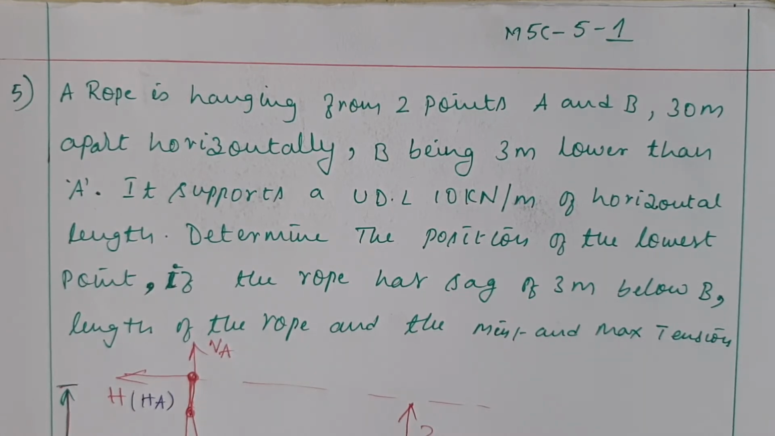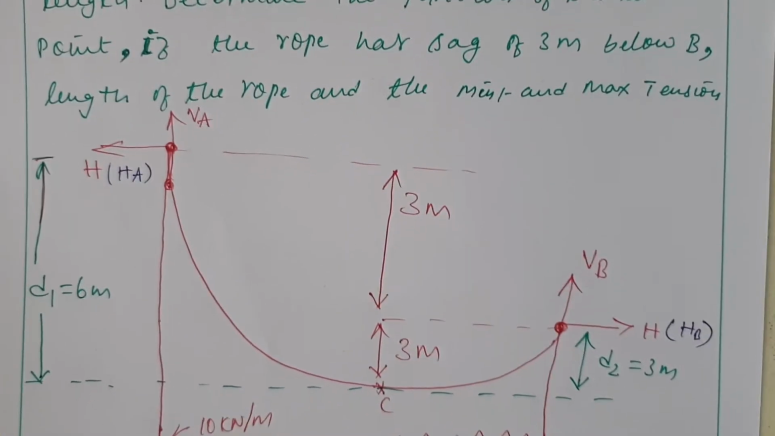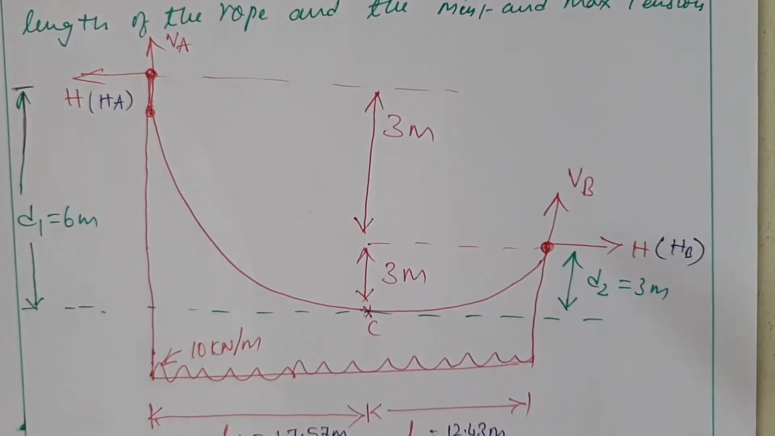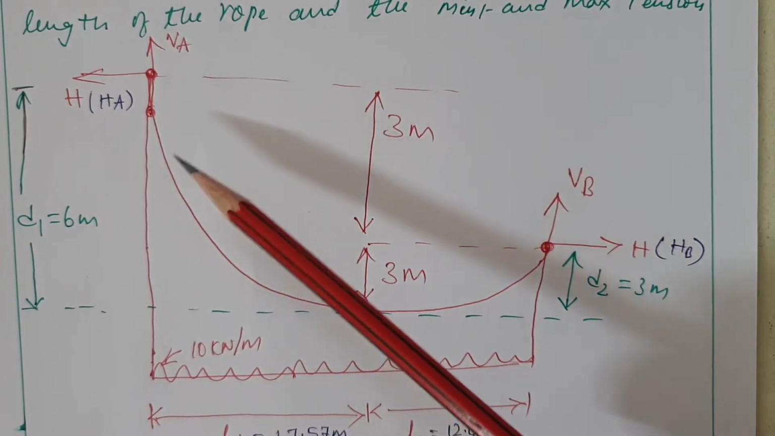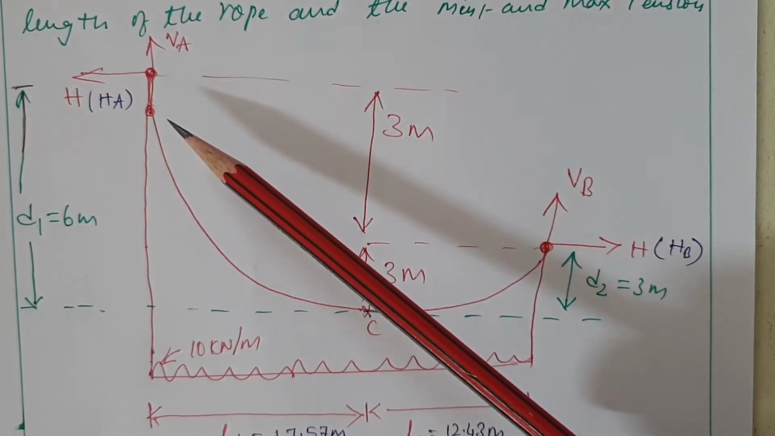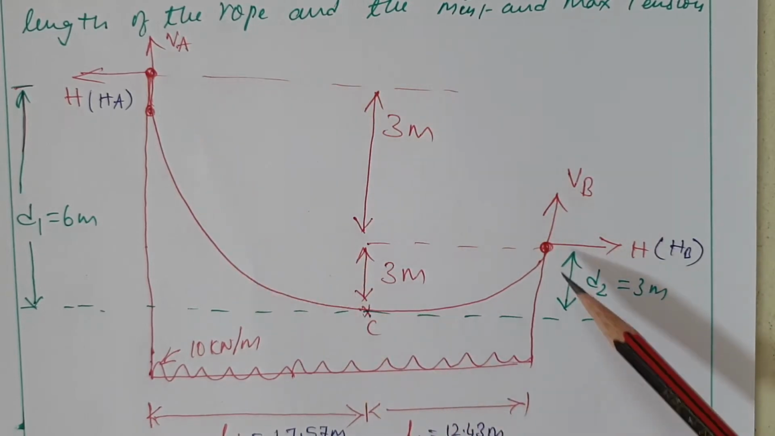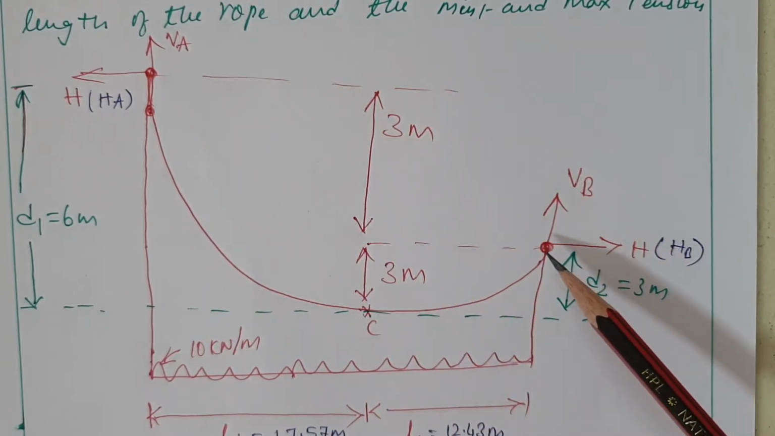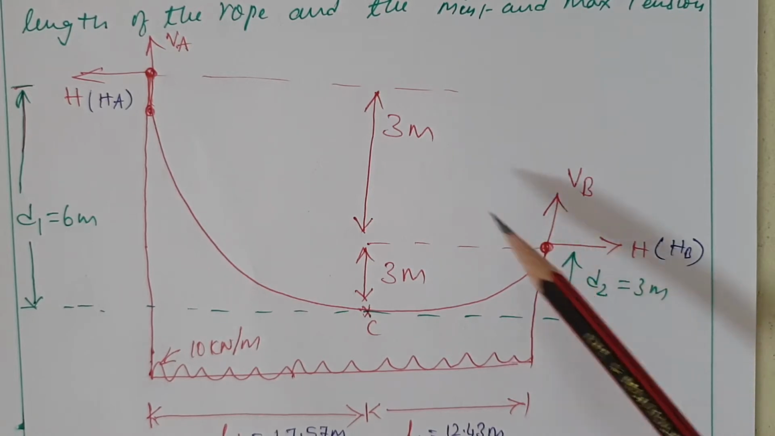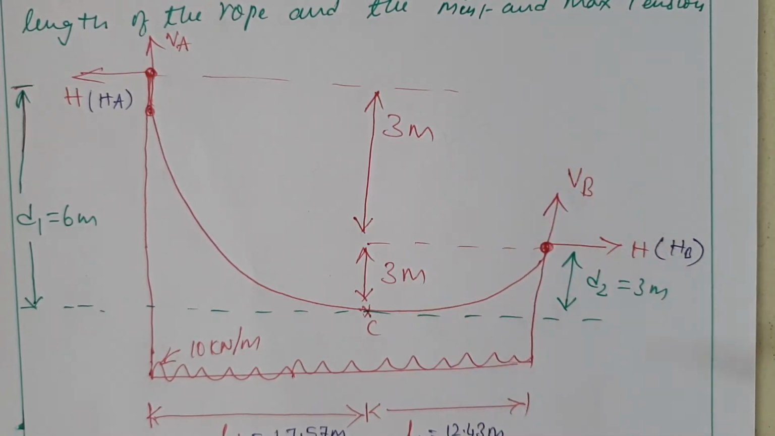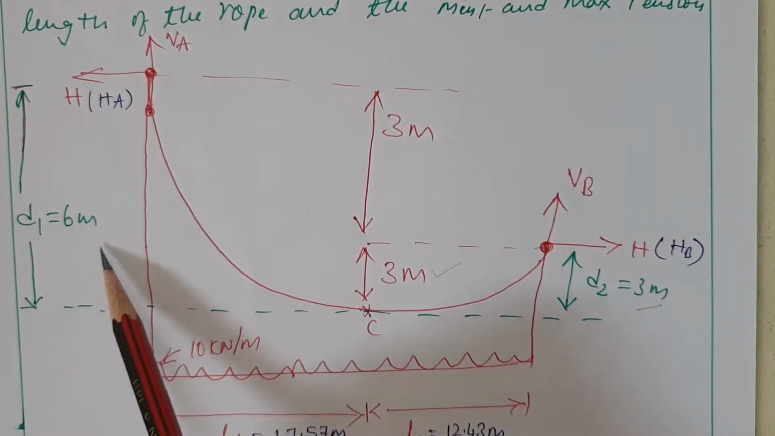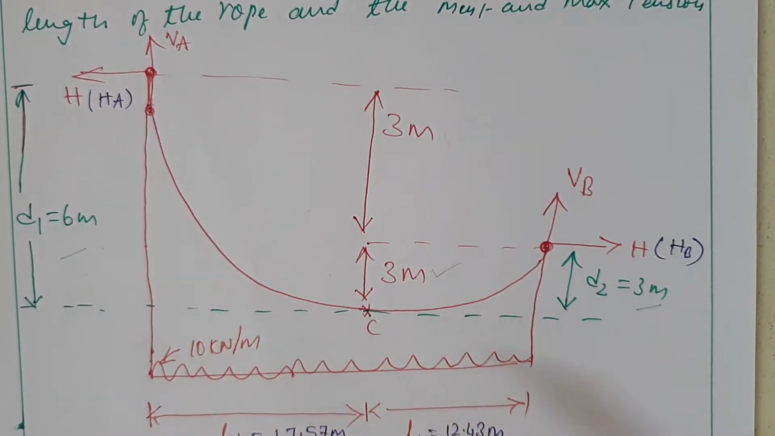First condition, so from the given data I have drawn the figure, and it is as follows. They have not located exactly where point A is, but they have given that point A is above point B by 3 meter. And a very important thing: from point B, the sag will be 3 meters. So the dip with respect to point B is 3 meter, and the dip with respect to point A is 6 meter. You have to keep that in mind.